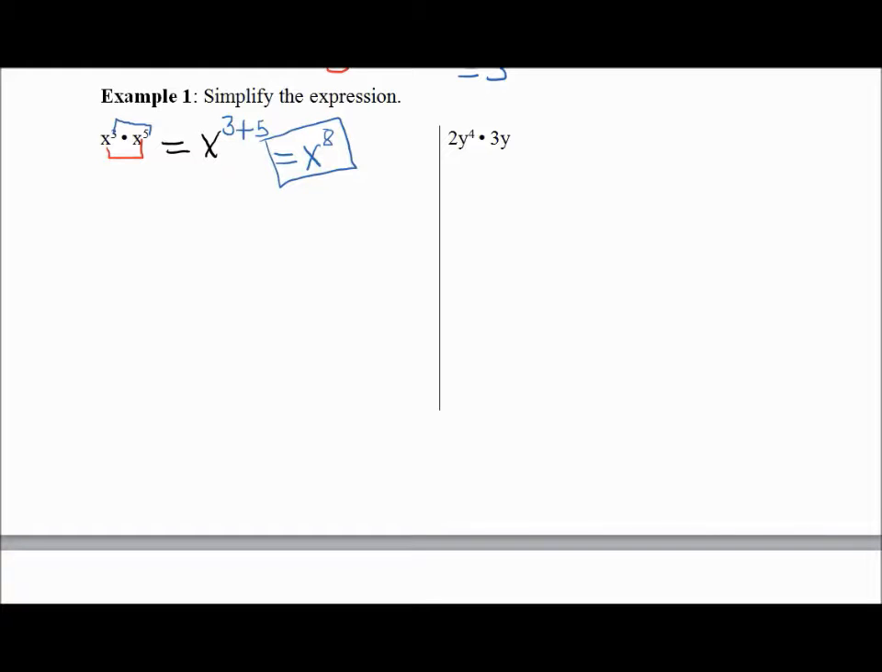So what are my like terms here? I have 2 and 3. I can multiply 2 times 3, which is 6. And y to the fourth times y. Remember that when you're multiplying exponents, all you're doing is adding the exponents, okay? All you're doing is adding. Also, remember that when you don't see an exponent, it's understood that it's 1. So y to the fourth times y to the first power becomes y to the fifth. That's because 4 plus 1 is 5. So my new answer is 6y to the fifth.